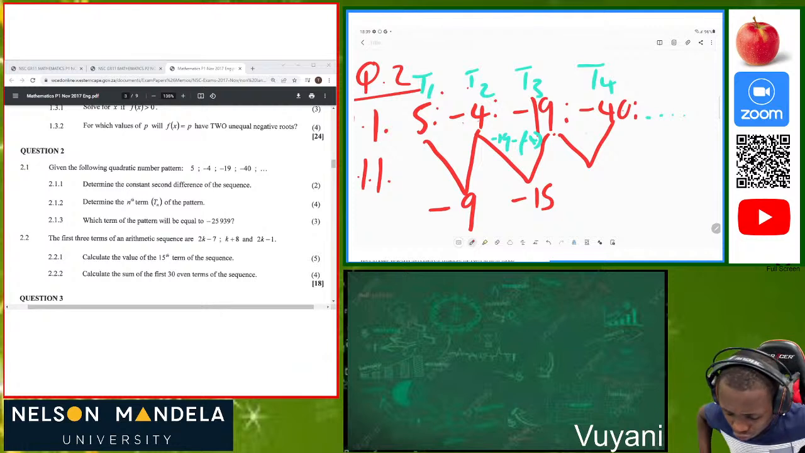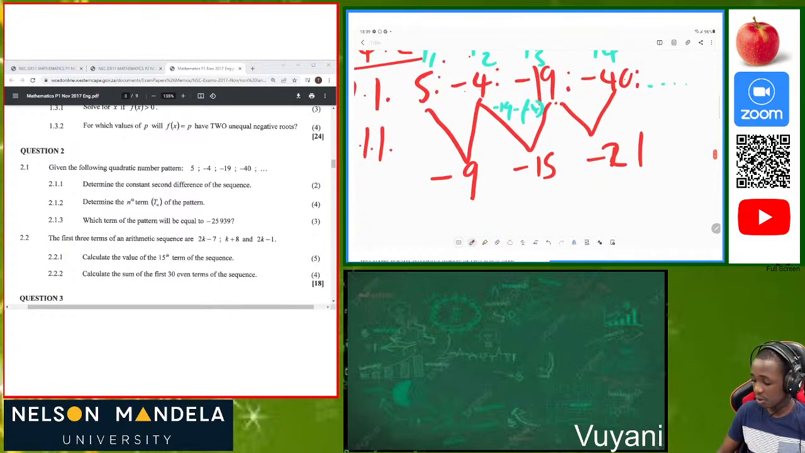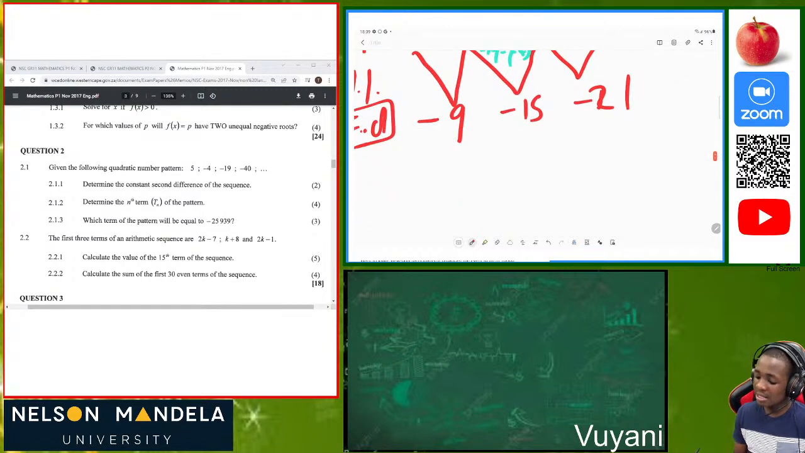Then when you use your calculator, don't worry about many things. Use your calculator, it's always there to assist you. It's -21. Yes, -21. So this is our first difference. But we were not asked about the first difference. We want the second constant difference.